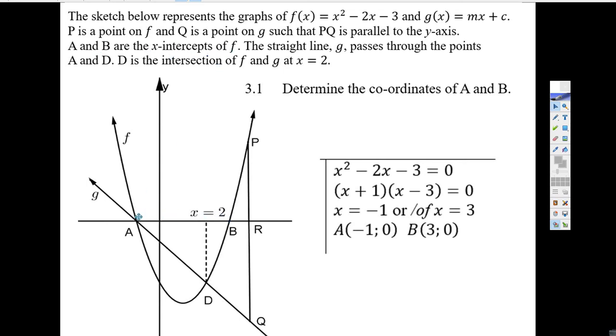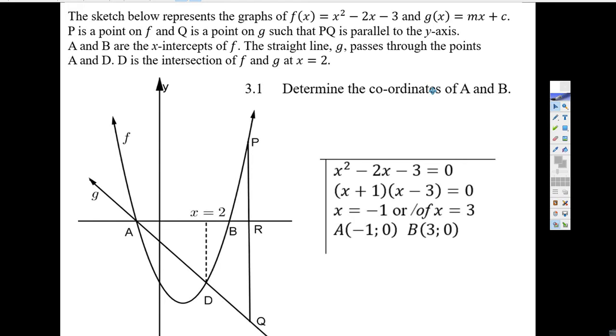Those are x-intercepts where y equals 0. The straight line g passes through the points A and D. And D is the intersection of f and g at x equals 2. So the value right here is x equals 2.